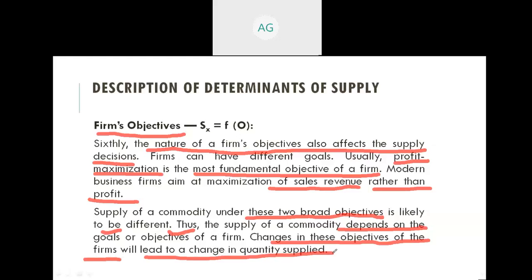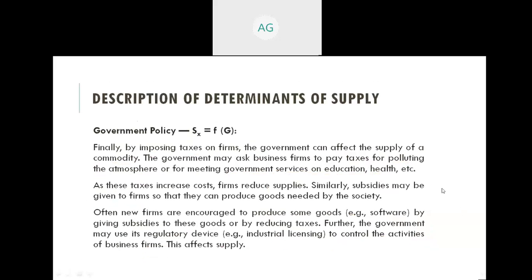Whatever the objective of a company, the supply of that firm will depend on those objectives. So this is the sixth determinant of supply. Now moving to the next slide.